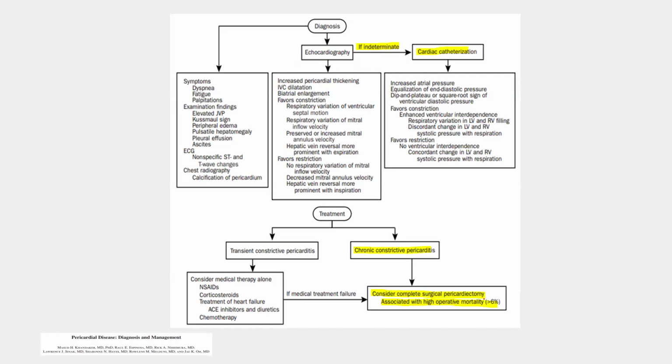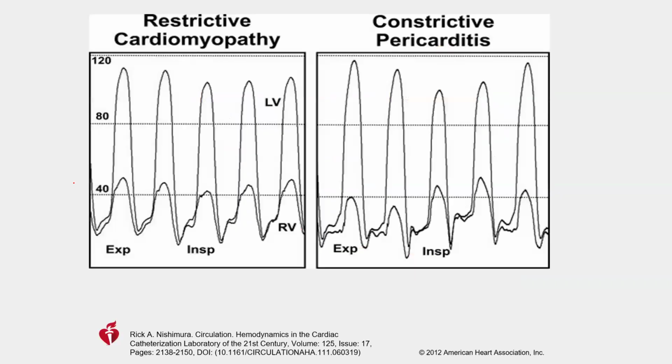And remember, this is not an easy surgery. The operative mortality in the best hands is more than 6%. It's not easy surgery. Okay. Not as easy as it sounds. Pericardial stripping, just remove the pericardium. No, it's tough surgery. And this is cath. If you go for cath, that's what you are going to find in constriction. You are going to find what? Discordance between the LV and RV pressure.